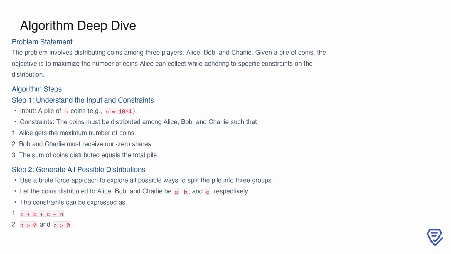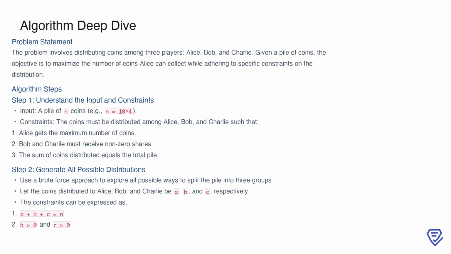The input is a pile of n coins, which could be as large as 10,000 coins. The key constraints require that Alice gets the maximum number of coins, while Bob and Charlie must each receive at least 1 coin. With these conditions in mind, the next step is to generate all possible distributions of the coins.